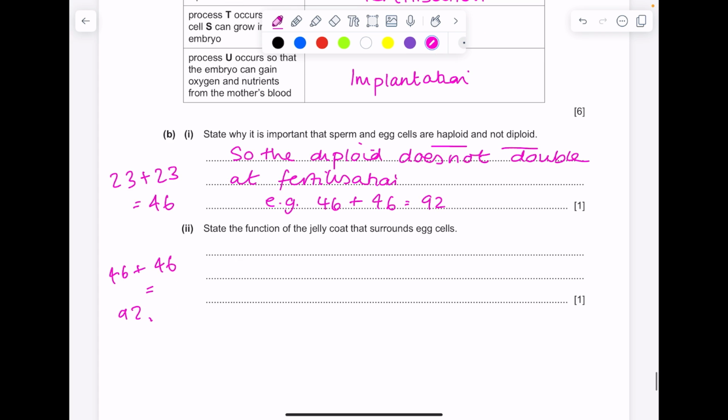State the function of the jelly coat that surrounds the egg cells. It stops more than one sperm cell fertilizing the egg.